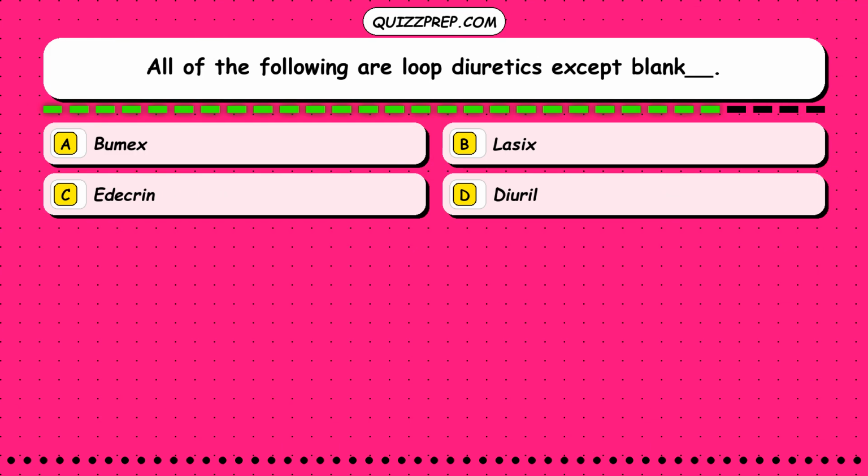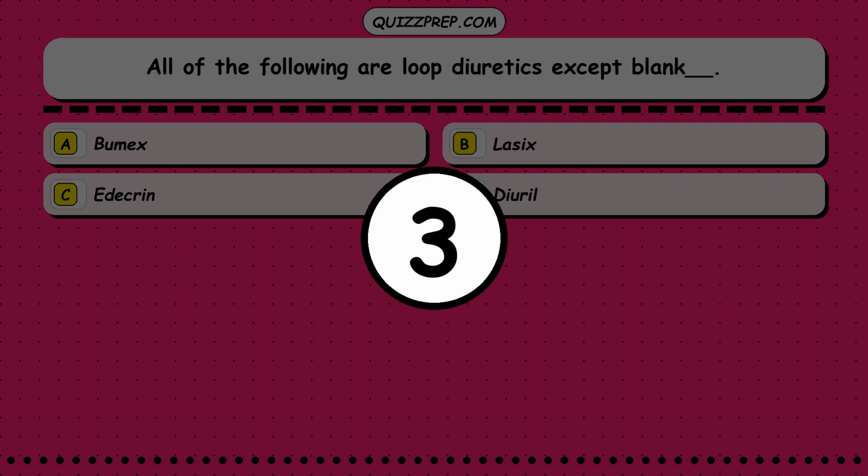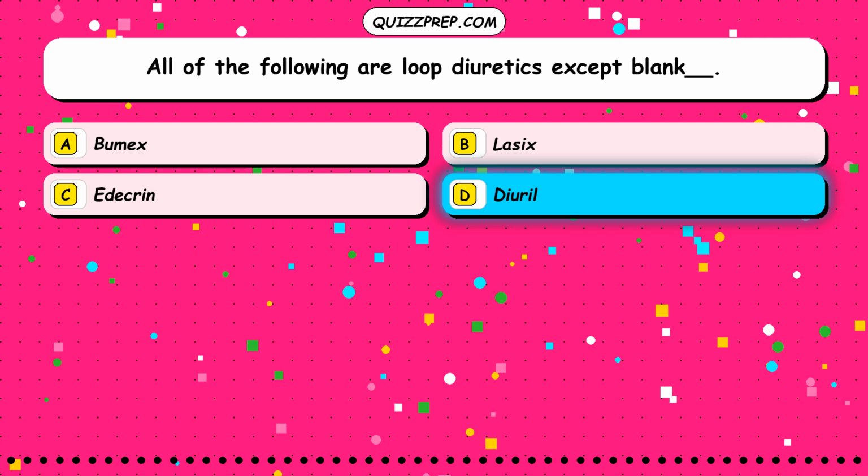Question 147. All of the following are loop diuretics except blank blank. Option A, Bumex. Option B, Lasix. Option C, Edecrin. Option D, Diuril. The correct answer is option D, Diuril.